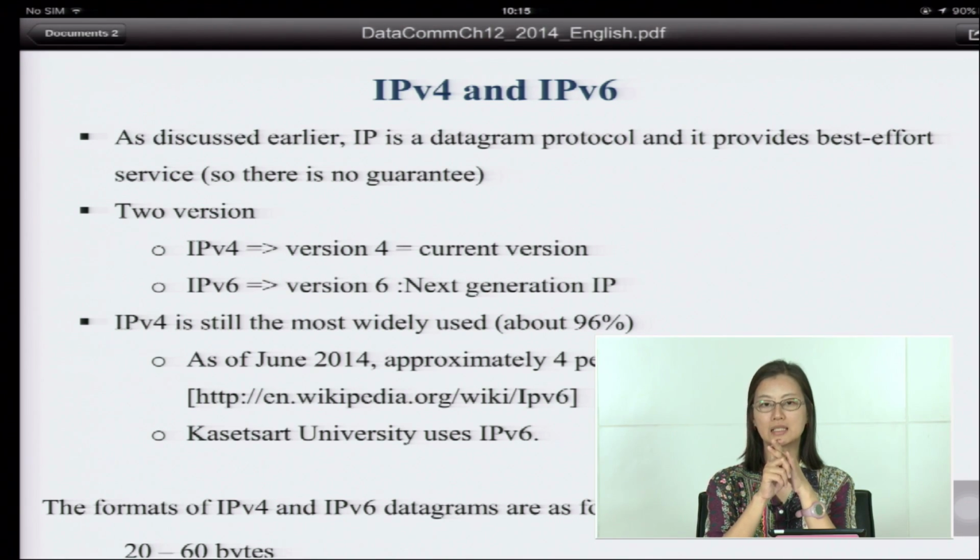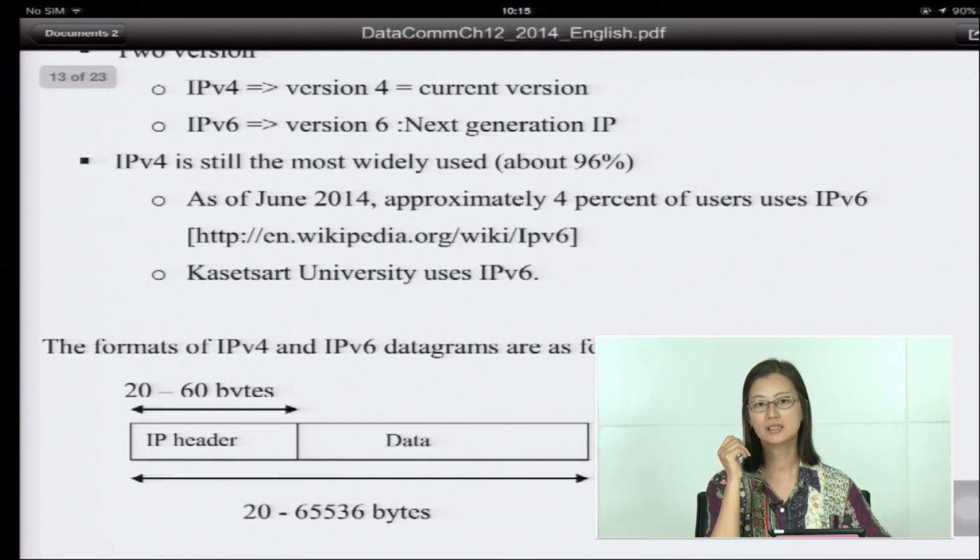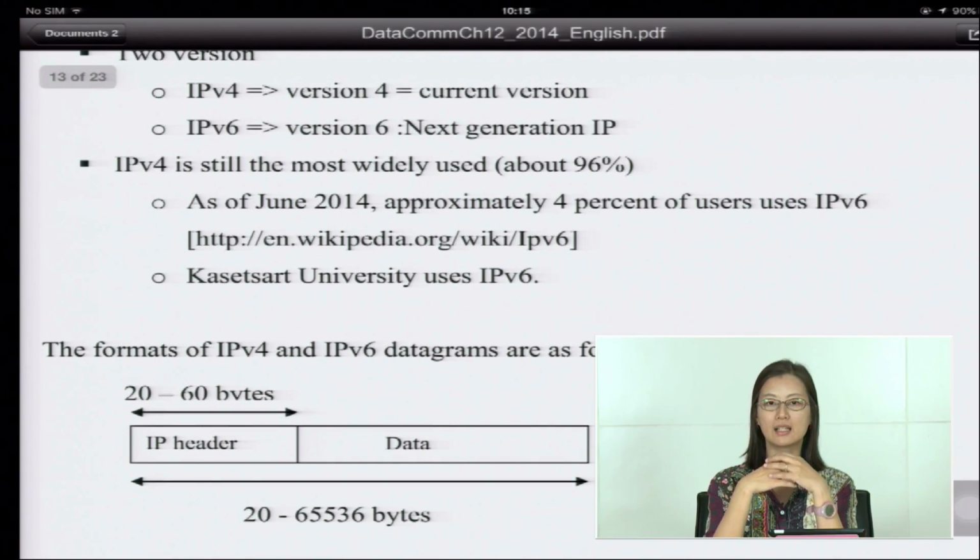Now there are two versions of the IP protocol, version 4 and version 6. Version 4, the current version, has been used for a long time. But right now, a lot of people have changed to version 6 already. For example, at our university, the current version now is version 6. Version 6 was considered the next generation IP. However, it is being used right now in many places, this year, 2016.